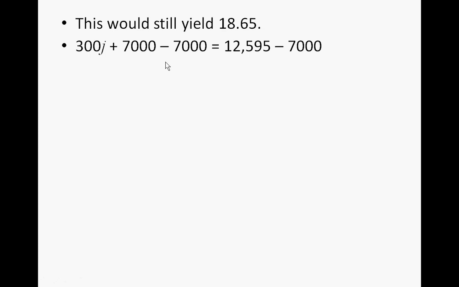Well, this is still going to yield 18.65, or 18 65/100, because if you subtract 7,000 from both sides, you get 300j equals 5,595, and when you multiply by 1/300 or divide by 300, whichever you do, you're still going to end up with the decimal 18.65, or mixed fraction if you want to call it that, 18 65/100.